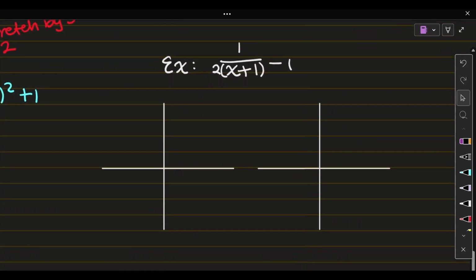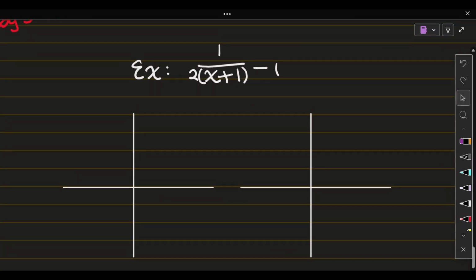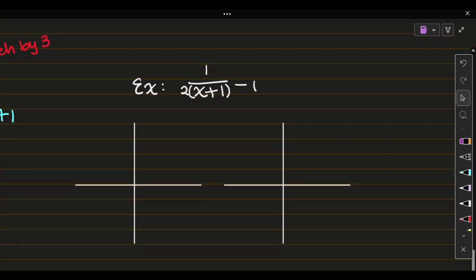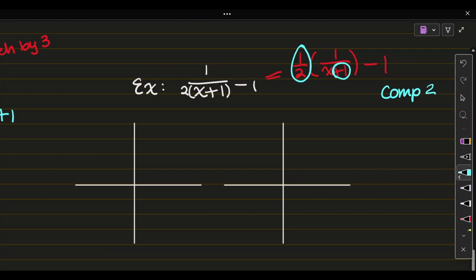Next, let's move on. So I have 1 over 2 times x plus 1, minus 1. I'm going to rewrite this to make it a little bit clearer what's going on here, because I can rewrite this as 1/2 times 1 over x plus 1, minus 1. Now I can see that I'm going to be compressing by 1/2, or compressing by a factor of 2. I'm going to be moving to the left 1, because of that positive 1, and I'm going to be moving down 1.